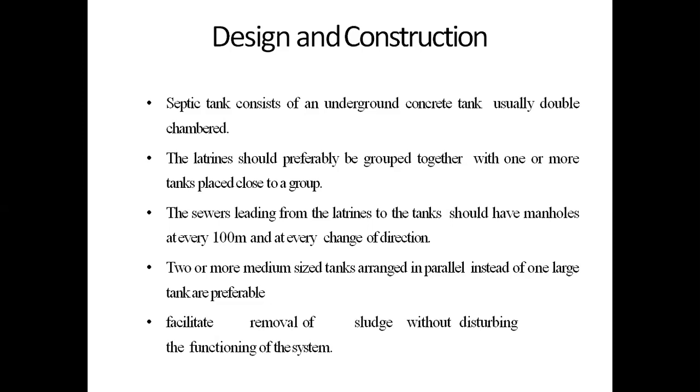Two or more medium-sized tanks arranged in parallel instead of one large tank are preferable. This is so because if one tank is filled up to the ground level, then the second one can be used instantaneously. It facilitates removal of sludge without disturbing the functioning of the system.